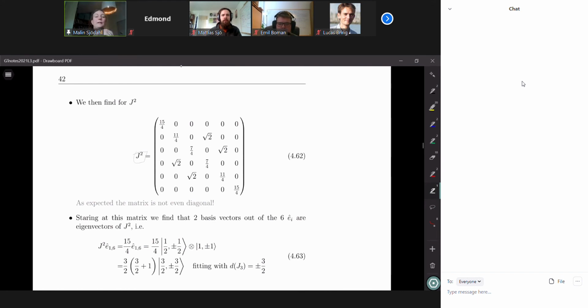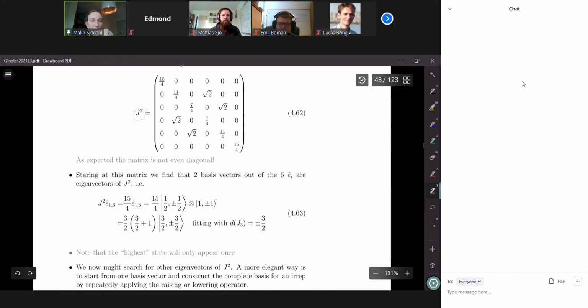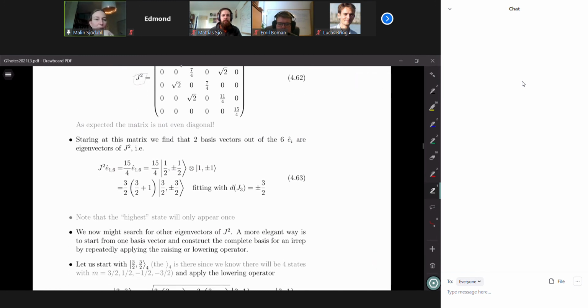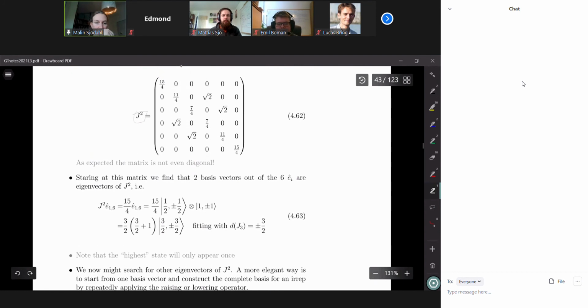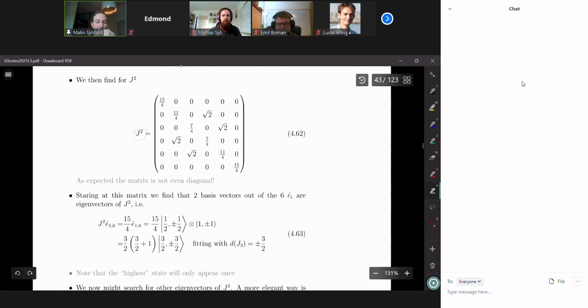But we want to make J squared diagonal, and we want to reduce this space to a direct sum of different spaces. Okay, so we want to find the eigenbasis in which this is a diagonal nice operator, and also in which J3 is diagonal. It was already diagonal, but we want to keep it diagonal.